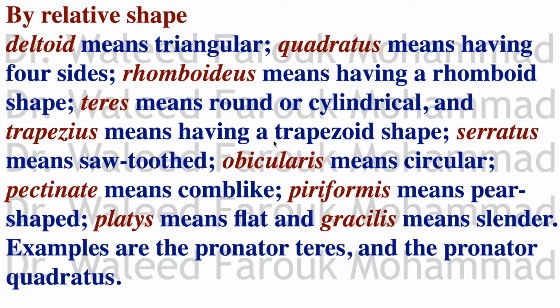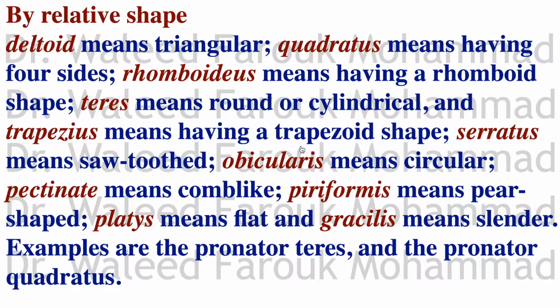By relative shape, we have deltoid, like the famous deltoid of the shoulder. Quadratus means having four sides, like the quadratus lumborum, for example. Rhomboideus means having rhomboid shape. Teres means cylindrical. Trapezius, having a trapezoid shape. Serratus means has a saw tooth shape.